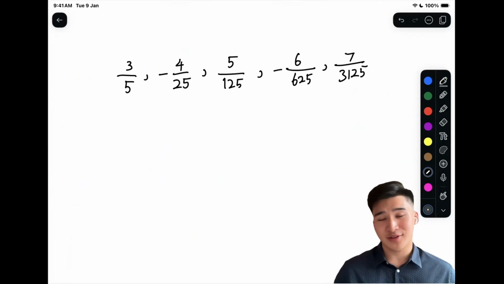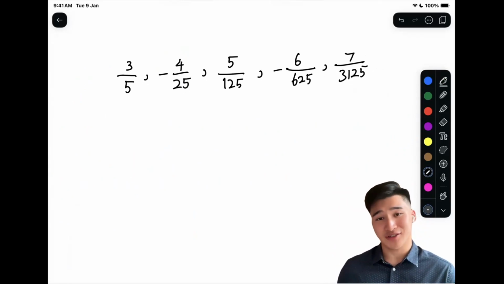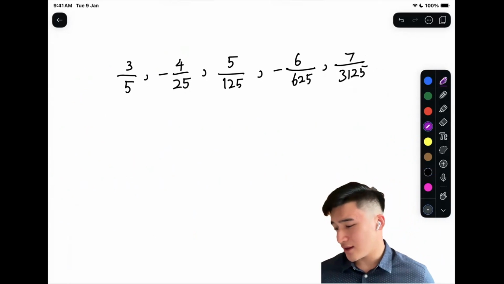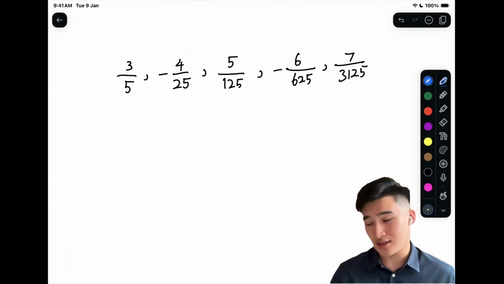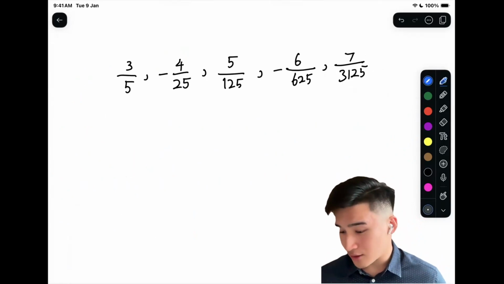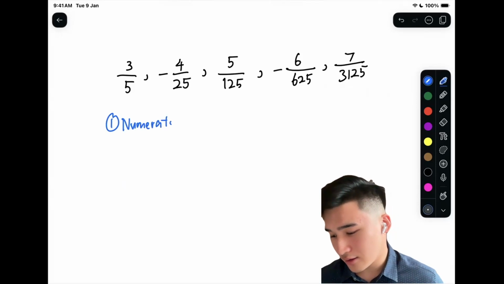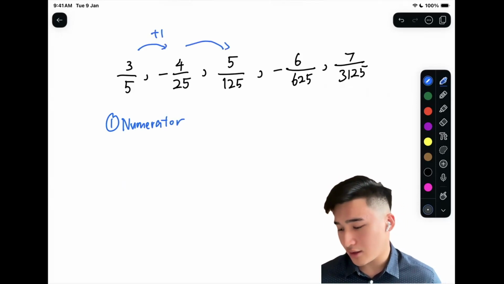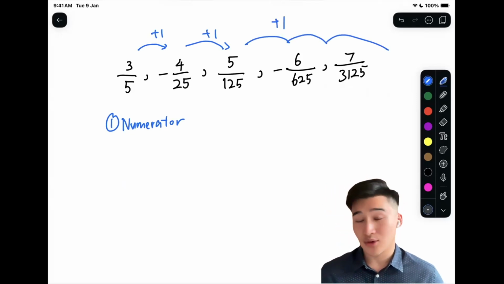So pause this video and try to find the general formula, which is an equals something. What is the function of an? So assuming you had a chance to try it yourself, solving this is actually very simple. I'm going to use 3 colors for 3 parts of solving this sequence. Number 1, we're going to first look at the numerator. In the numerator, we can see that everything is just plus 1, plus 1, plus 1, plus 1, plus 1, and so on and so forth.